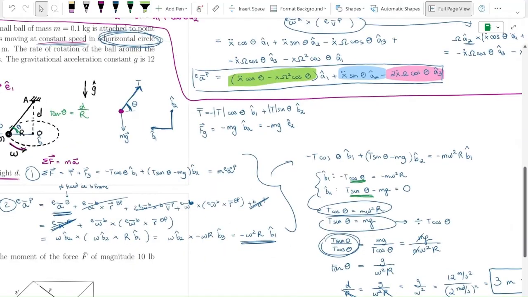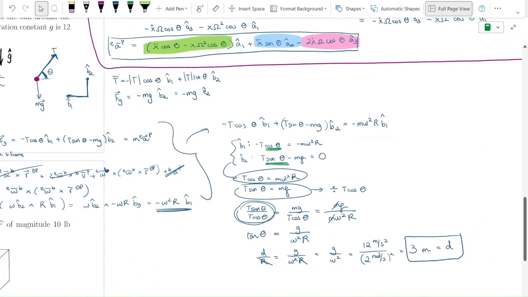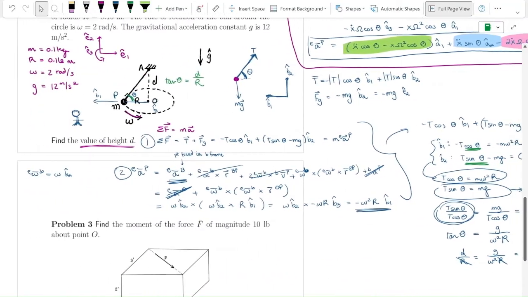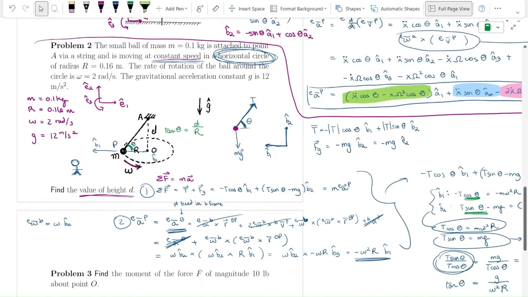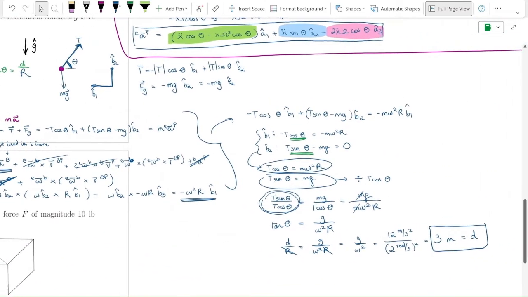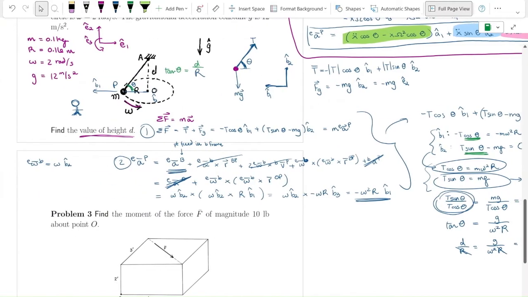And then we just figure out the equations, and then we look at the trigonometry and the geometry of the problem. And we notice that tangent of theta is equal to d over r. We expressed these equations in terms of d, and then we were able to solve for it.